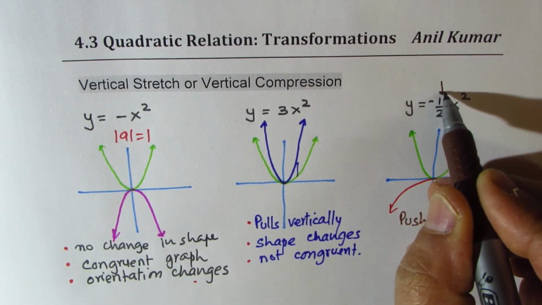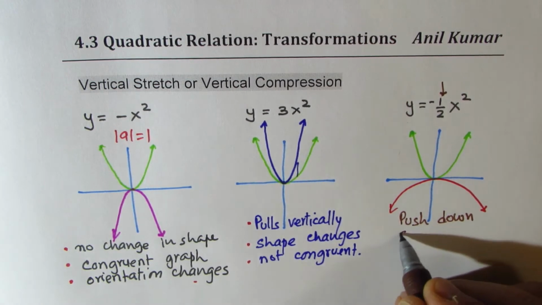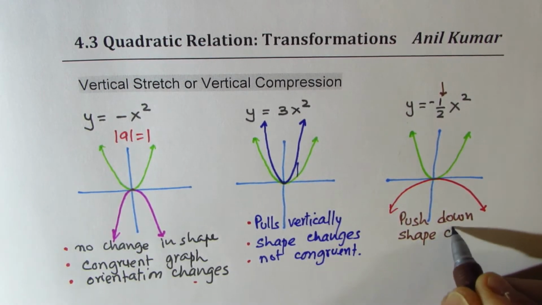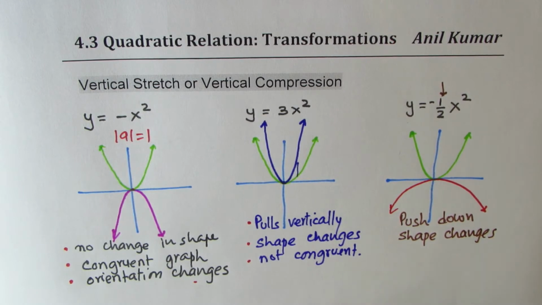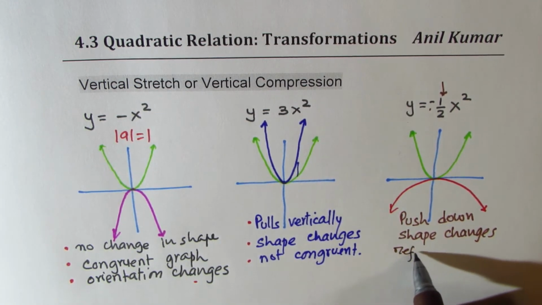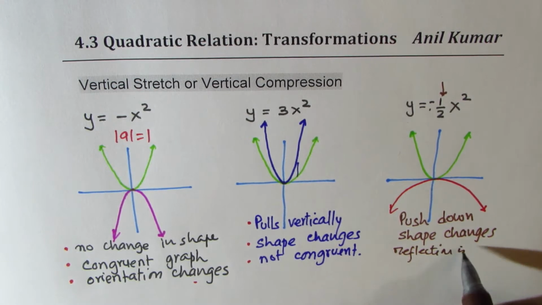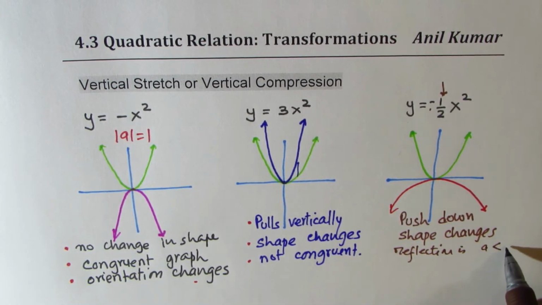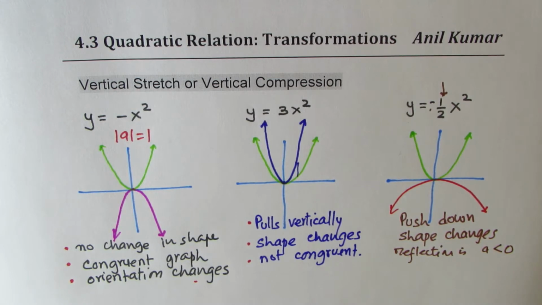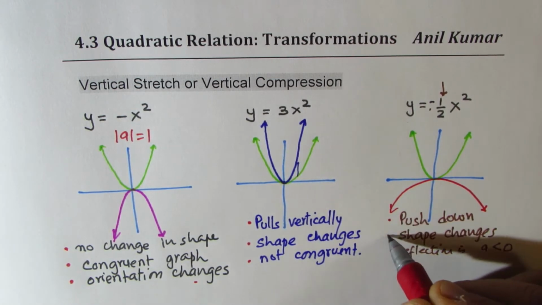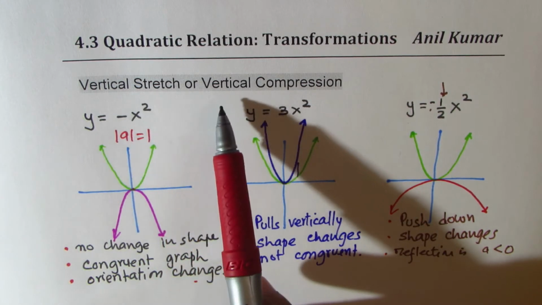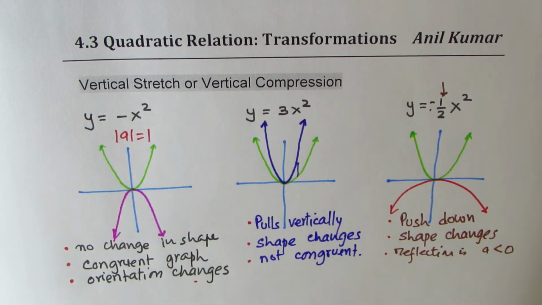This is because of the half I'm talking about, correct? Shape changes. Of course, the reflection is because of minus. Remember that, right? Shape changes. Now, reflection is since a is less than 0, right? So I hope the point is clear. So whenever we are doing vertical stretch or vertical compression, in that case, shape changes. This is important, right?